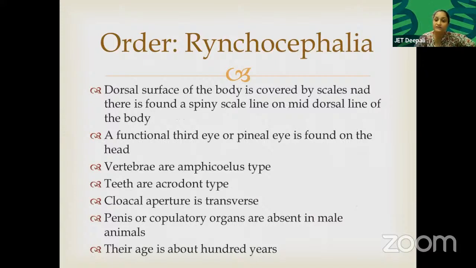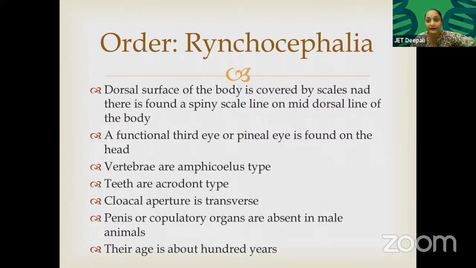The dorsal surface of the body is covered by scales, and there is a spiny scale line on the mid dorsal line, like T-Rex. I will show you with the help of an example. A functional third eye or pineal eye is found on the head. Vertebrae are amphicoelous type. What is amphicoelous? Concave from both sides. Teeth are acrodont. Cloacal aperture is transverse, not vertical, it's horizontal. Penis or copulatory organs are absent in male animals.